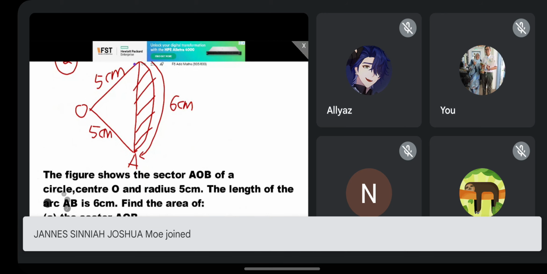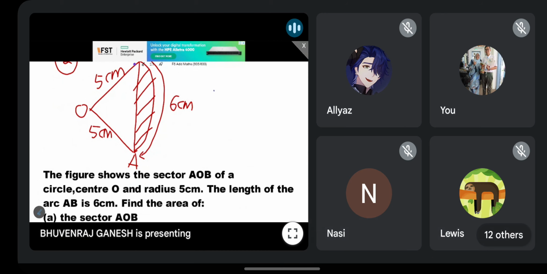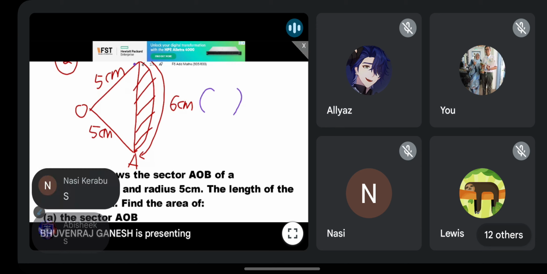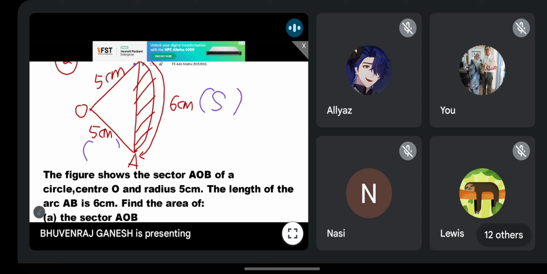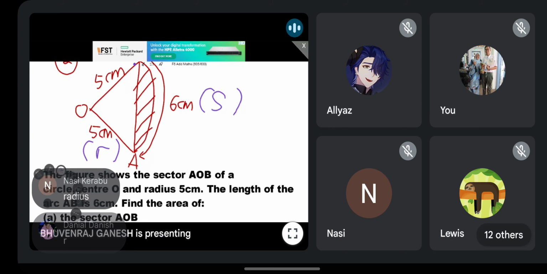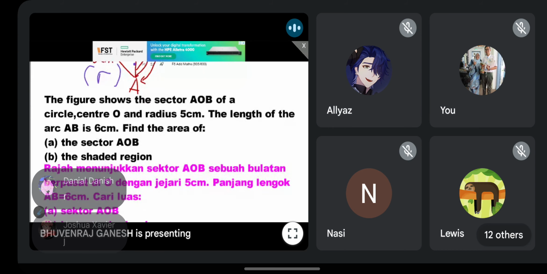So now, can you all tell me, 6 cm, apa simbol untuk quantity ini? What is the symbol we put for 6 cm based on the diagram? Apa nama simbol dia? Saya nak huruf sahaja. Yes, S. Okay, length of arc, panjang lengkok. How about 5 cm? What is the symbol? Yes, R, jejari. Correct.